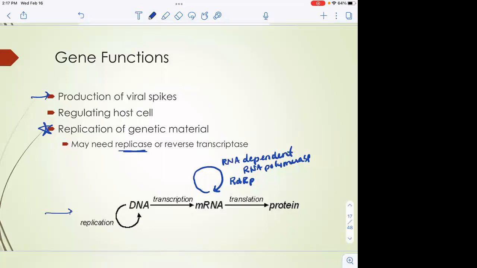Some RNA viruses will use an enzyme called reverse transcriptase to make DNA from RNA, and then to make more RNA from that DNA template. HIV is famous for doing that. Again, in our cells, we never make DNA from RNA. So if that's a virus's strategy, they've got to bring their own enzyme or the information to make that enzyme themselves. All right.